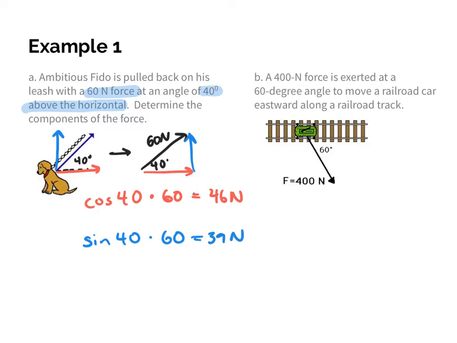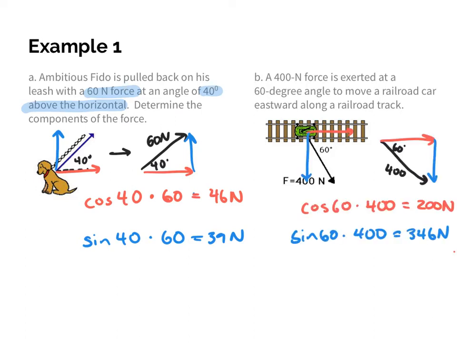All right, so now try this one. I have a 400 Newton force being exerted at a 60-degree angle to move the railroad car eastward along the track. So what I'd like for you to do here is try this one on your own. I have the 400 Newton force acting at that angle of 60 degrees. Think of it as below the east, so kind of below the horizontal. And I want to know what are the components of that force. Go ahead, pause this one, try this one on your own.